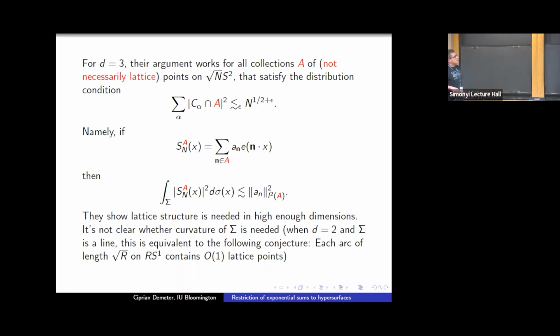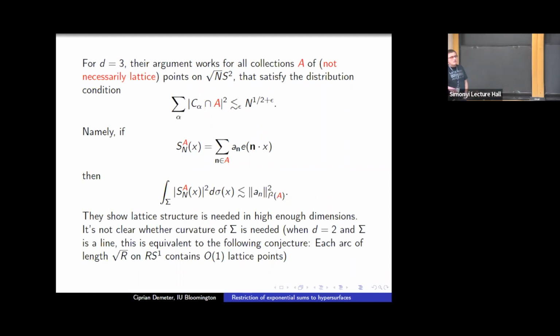Peter made the observation that if you look at the same problem in 2 dimensions this time, where sigma is a geodesic line in the torus, then proving the same estimate in this 0 curvature case is equivalent with the following open, beautiful conjecture in number theory, which says that each arc of length square root of r on the circle centered at the origin of radius r has to contain at most a uniform number of points. So the upper bound should be independent of r.